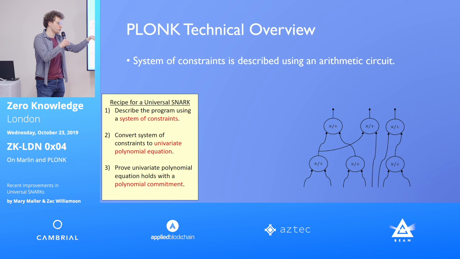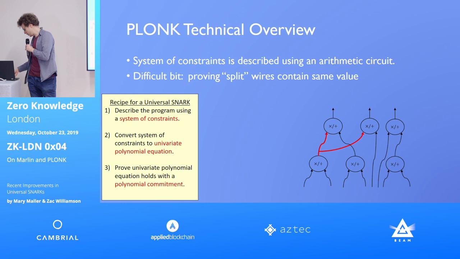What's a lot harder is checking that all the wires connect up correctly. So effectively, if you have a gate where one output wire is feeding into two input wires, how do you check those values are the same and that a prover hasn't cheated and provided different values? So that's really one of the key innovations of Plonk, and we use a permutation check for that.